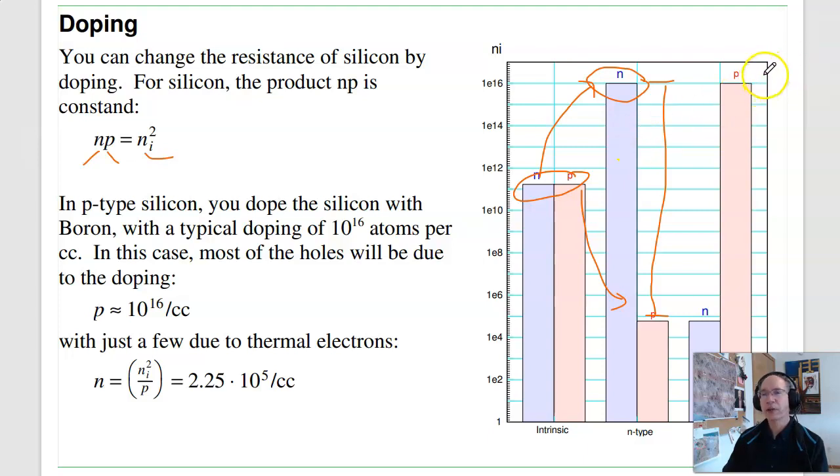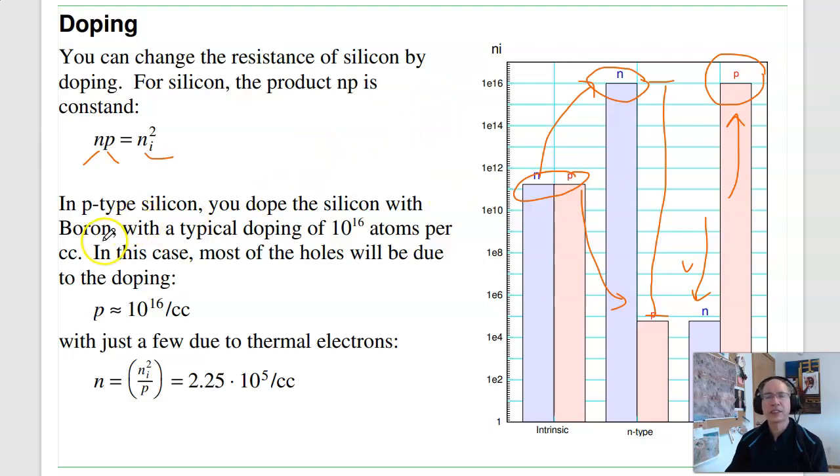If I were to change the number of holes, make that 10 to the 16th, then the number of holes shoots up and the number of electrons shoots down. Almost all the charge carriers are now holes. And the way you do that is you dope it with different atoms.